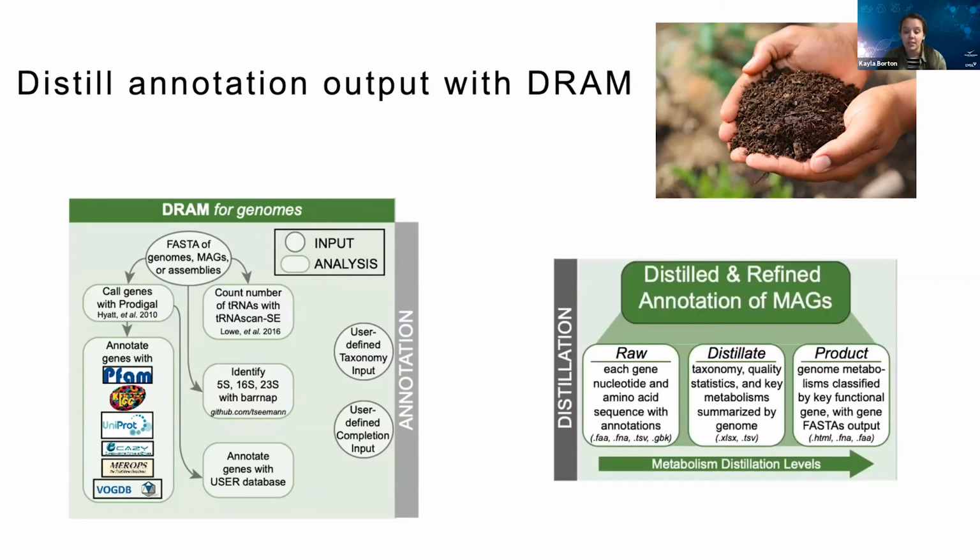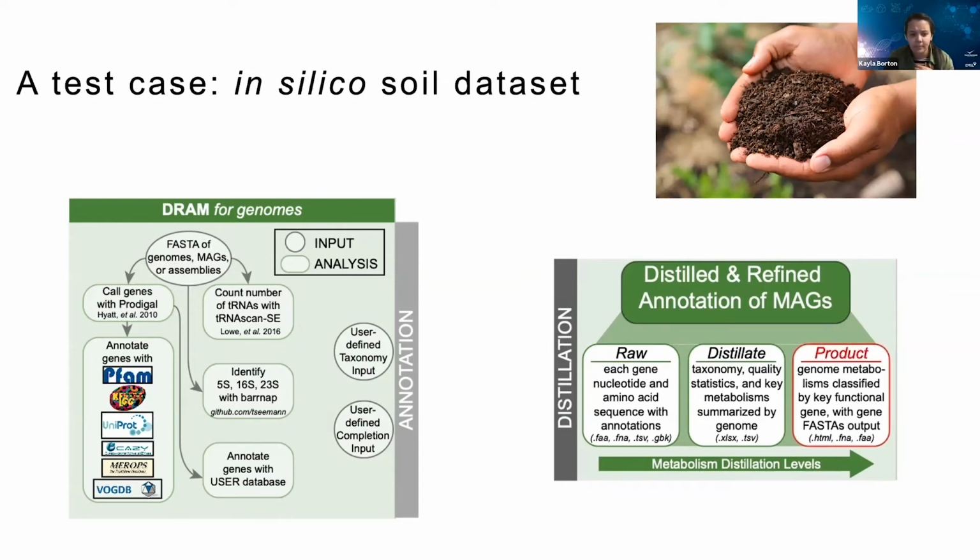From there, we ran the distillation step. I would like to note that DRAM outputs a large number of files, and all of them are linked. So you can start with the raw and wheel your way all the way down to the product and get down to the gene level, whereas the raw gives you all the annotations for every gene. We're going to start today with the product because this provides the most succinct level of metabolic summary of your genomes or MAGs. The distillate is one level up, and then the raw. So today we're going to start with the product.